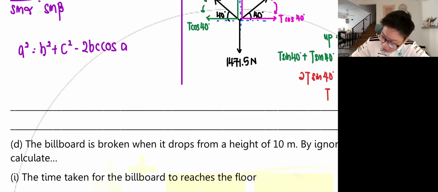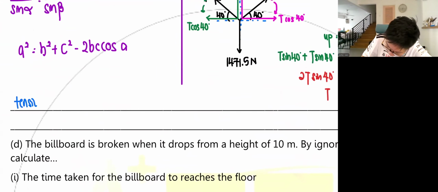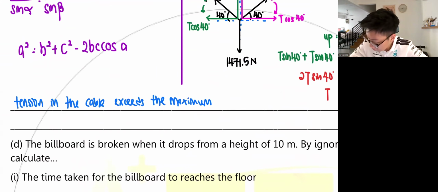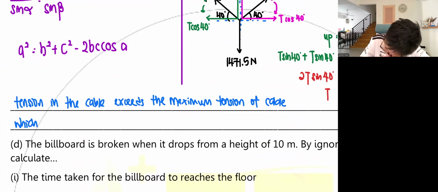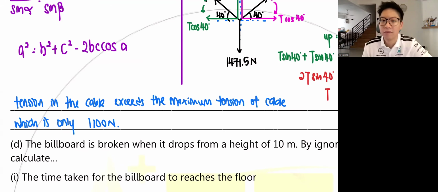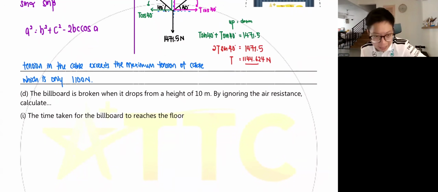So we can say because the tension in the cable exceeds the maximum tension of cable, which is only 1,100 Newton. Okay, so the tension exceeds the maximum tension of cable. Okay, next.